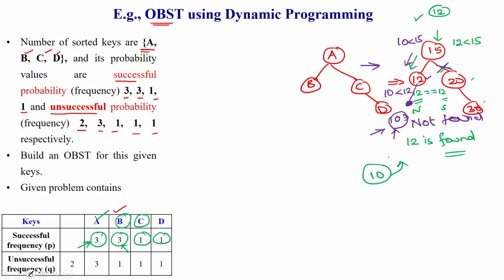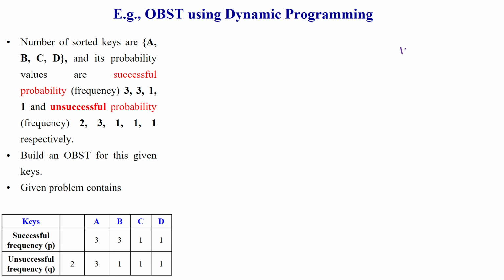So based upon this, when we have values like this, for example here 20, here I have 10, here I have 30, then here I have 40. If I have values like this, then for searching 20 the successful key value is 3. Then for 30 the successful key value is 1.